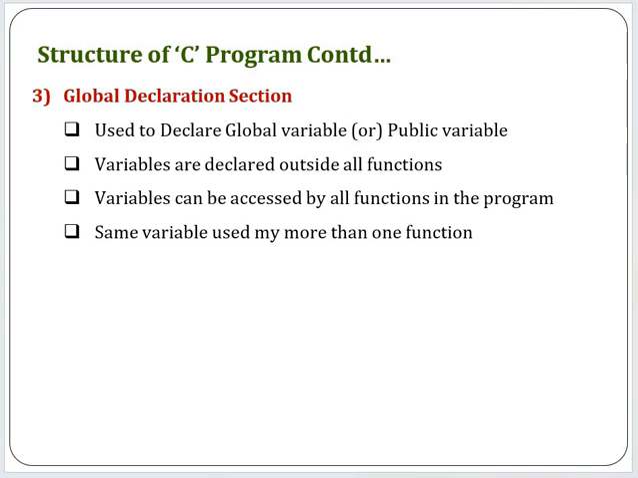And then third is the global declaration section. Here this is used to declare global variables. We have seen this. Global variables are declared outside of all functions. So they can be accessed by any function within the program, and they can be used by multiple functions, allowing data sharing between different parts of the program. While global variables offer flexibility, excessive use can lead to code maintainability issues. So it's generally recommended to use local variables within functions whenever possible to improve code organization and reduce the potential side effects.